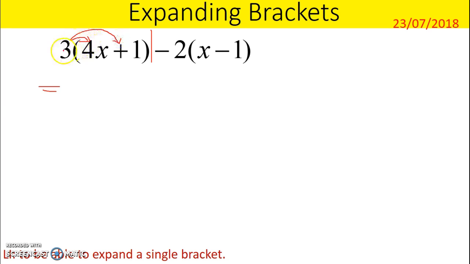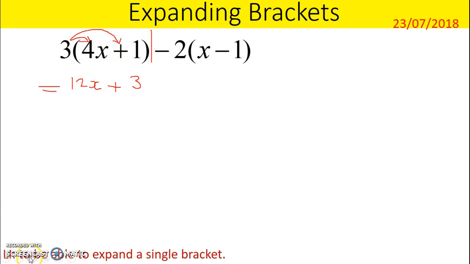These arrows imply that 3 times 4x is 3 times 4, which is 12, therefore you've got 12x. Then I'm going to keep the plus sign over here, and 3 times 1 will give you 3. And I am done with this part of this expression.